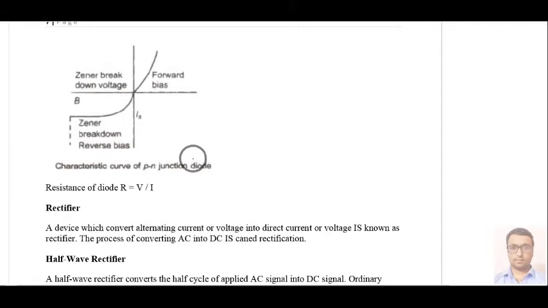Some characteristics are also given for forward bias. Here we have voltage versus current values, and in forward bias this current will keep on increasing. At a particular value we will reach the reverse saturation current, and at this point Zener breakdown will occur. Then this current increases rapidly, and the resistance of the diode can be given as change in voltage upon change in current.